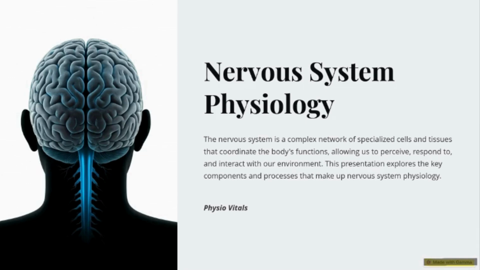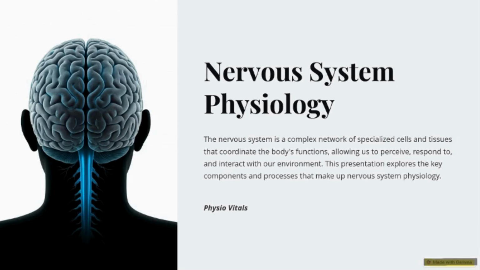So the nervous system is an intricate network which is responsible for coordinating and regulating all the body's activity. It processes information, controls voluntary and involuntary actions and allows us to interact with our environment. So let's dive in to explore how it all works.